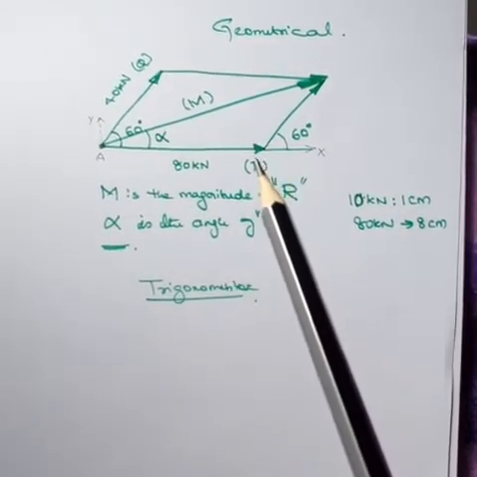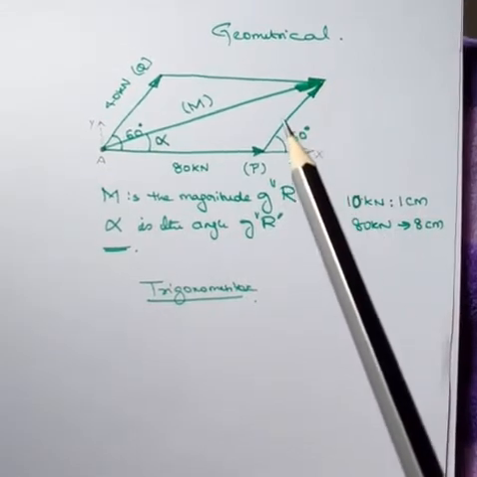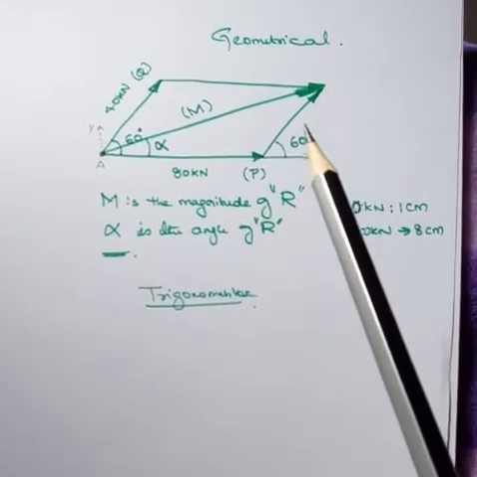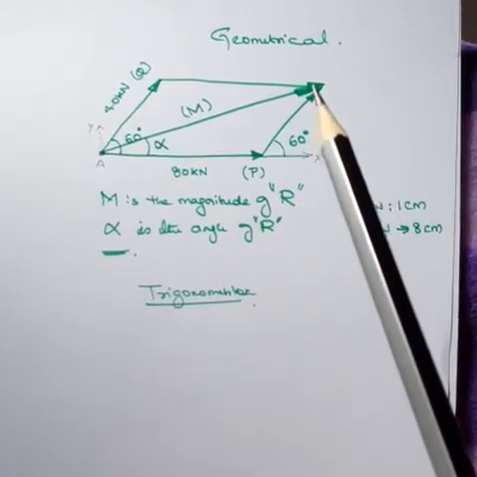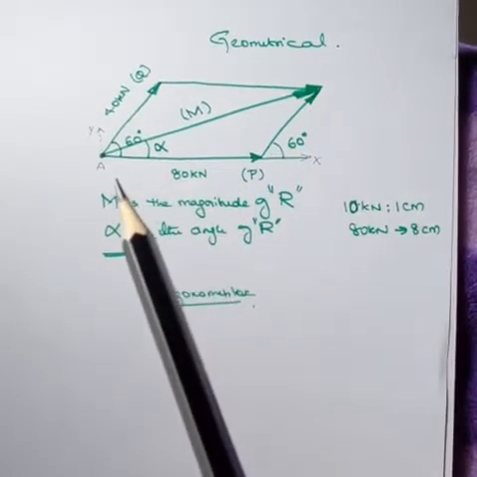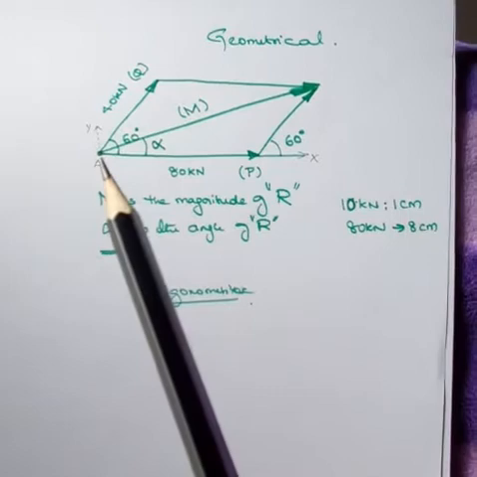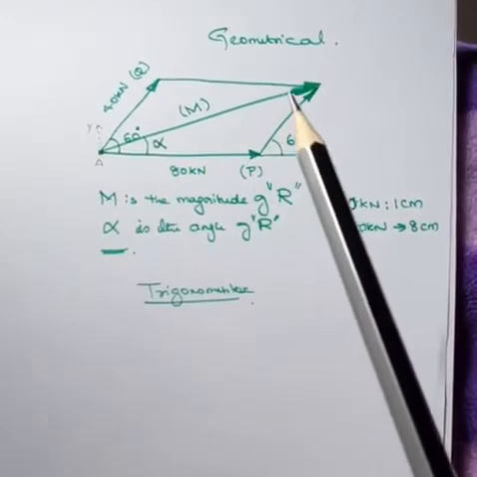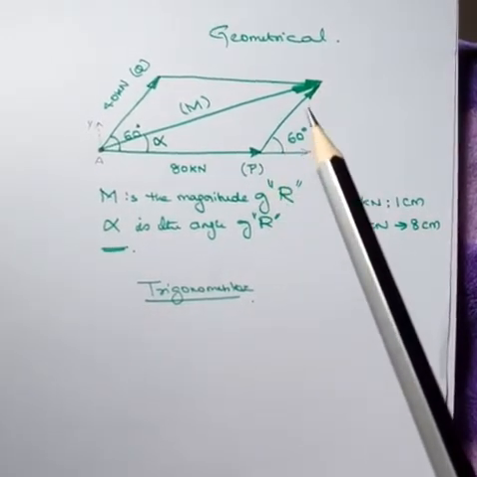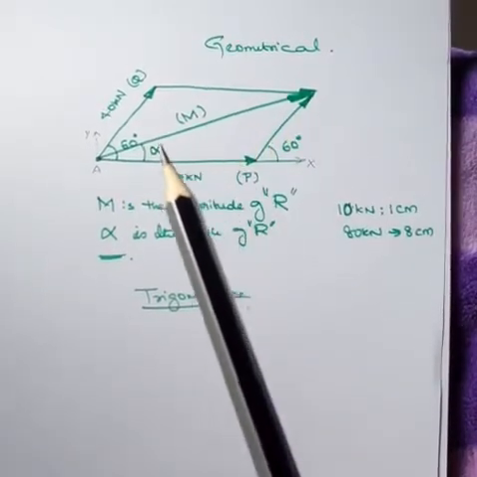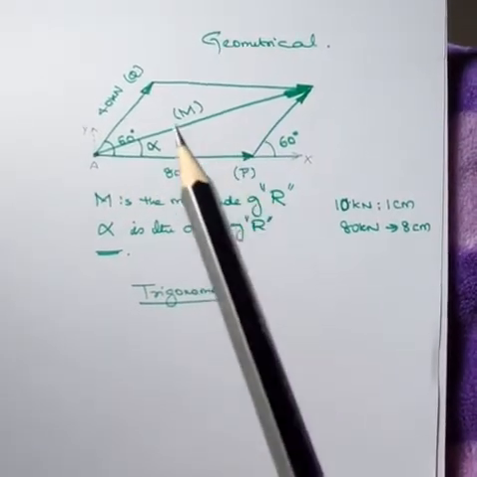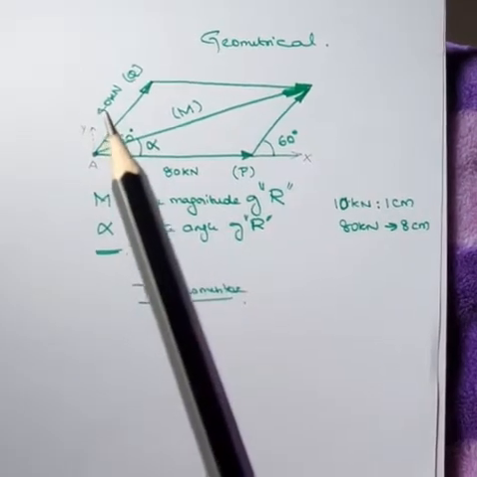So I will draw a parallel line here with the same distance, 4 centimeter, at an angle of 60 degrees. So what I do, I get another point here, and when I draw a line joining the starting point A and the ending point of the second force, this line will give you the resultant of these two forces P and Q, 80 kilonewton and 40 kilonewton respectively.